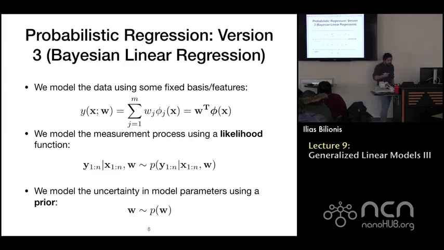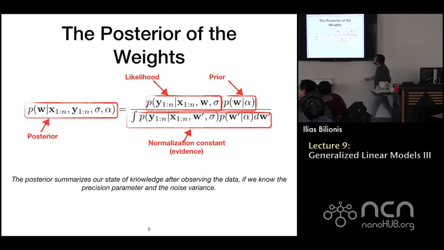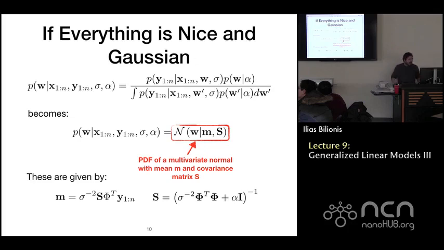If the model is linear, the likelihood is Gaussian, and the prior is Gaussian, then you can actually work out exactly this distribution. This distribution is going to be Gaussian. This is going to be homework problem number 1.